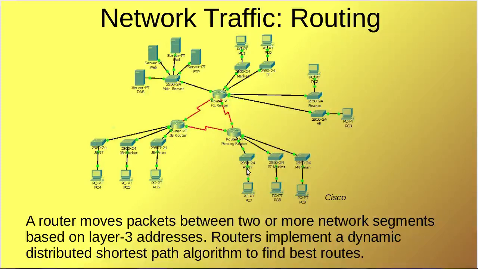What it's doing is moving packets coming from any of these 3 local area networks, one connection from each of these switches, to either one of these 2 routers. Although not shown here, it's very likely that there's a router in one of these networks that is connected to the internet. These routers typically implement a dynamic distributed shortest path algorithm to find the best routes to whatever destination a packet is going to.